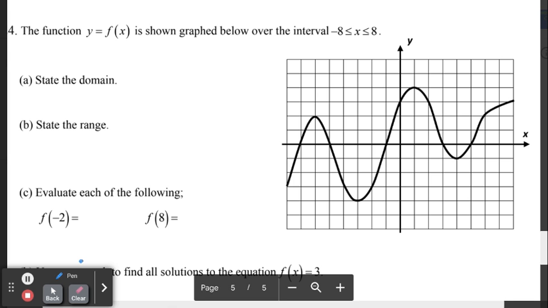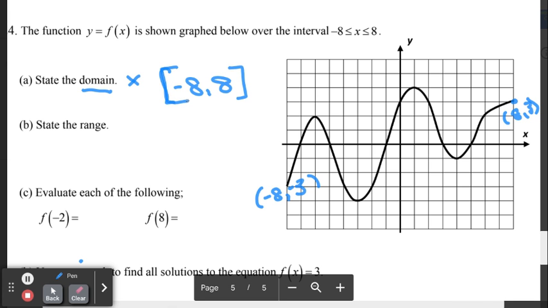So the domain, remember, that's all the x's. So let me say the leftmost point is -8, -3, and this goes to, I believe, 8, 3. So for domain, you steal the x values. So you would say this goes from -8 to 8, and those are square brackets.